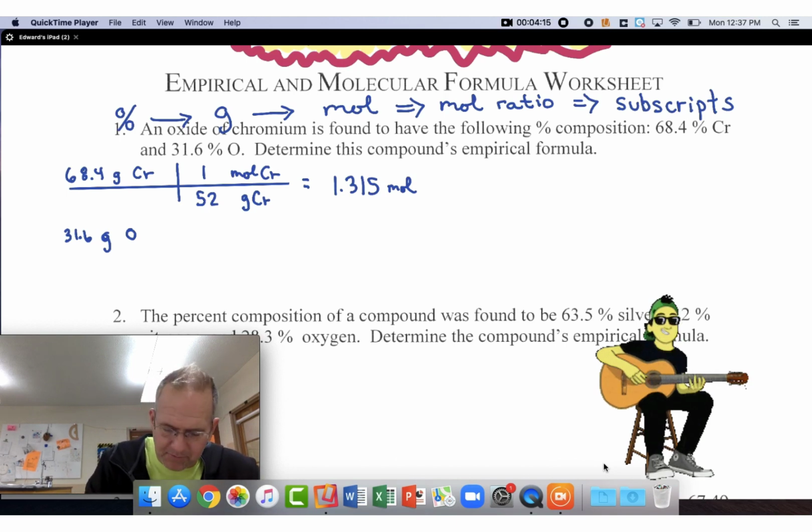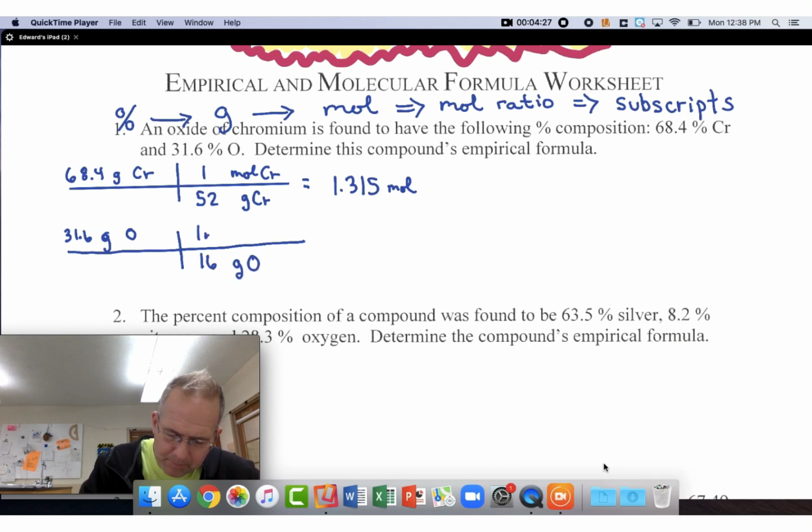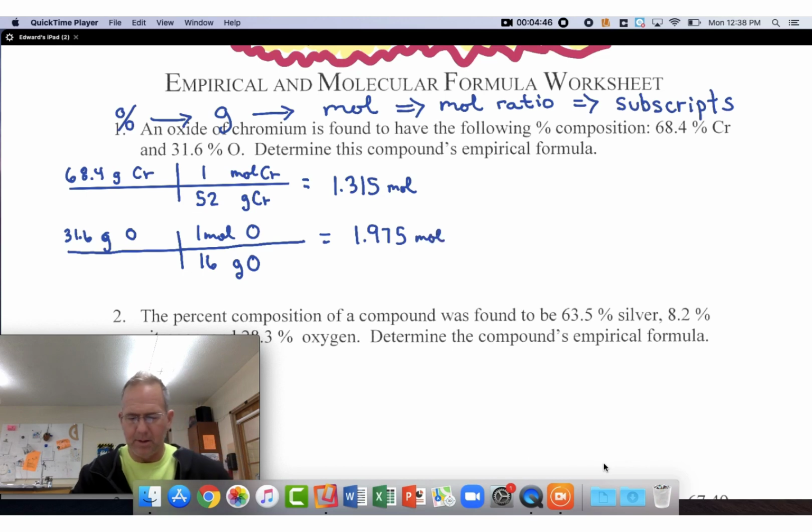Now we're going to find the moles of oxygen. So same thing. We assumed that we had grams. Percent was grams. And now it's 16 grams of O per 1 mole of O. 31.6 divided by 16 equals 1.975. Okay, now those are the moles.